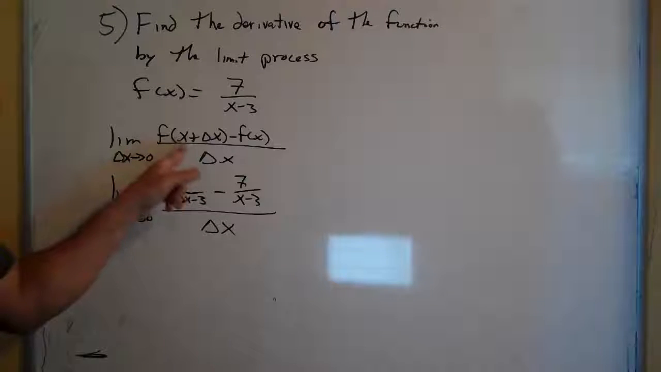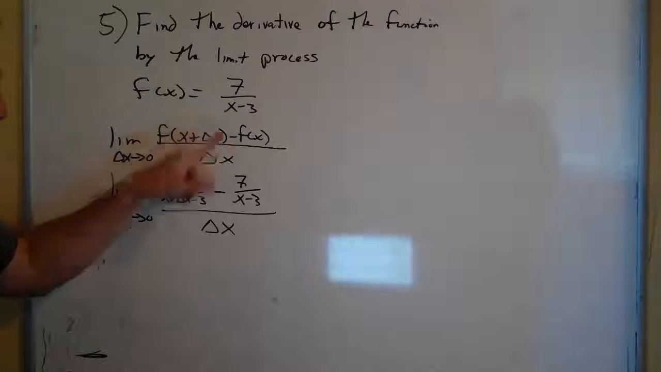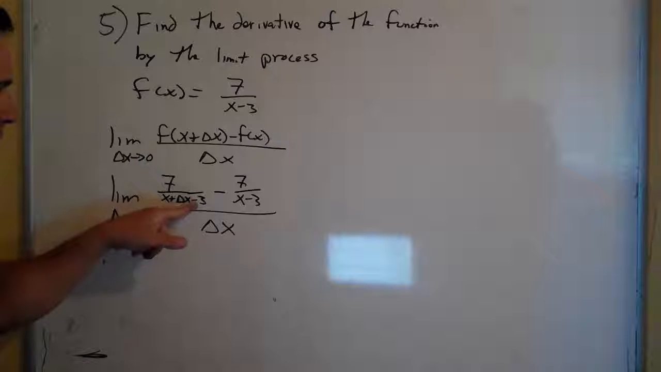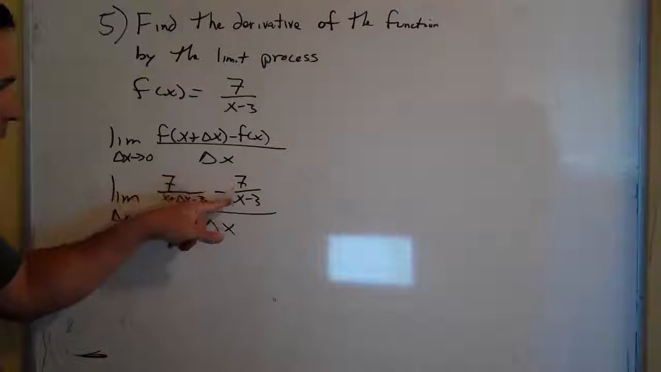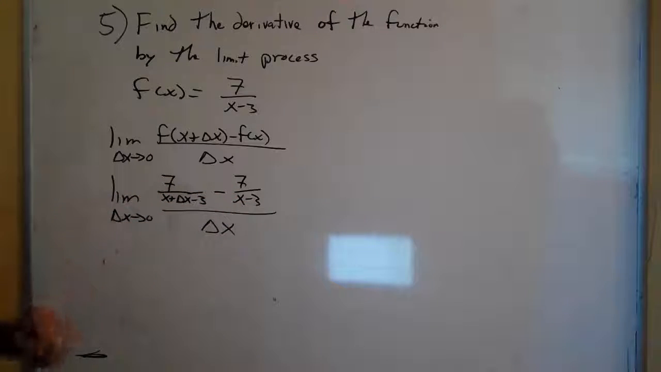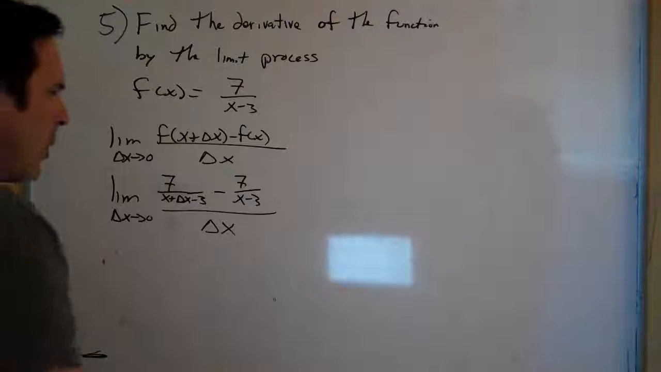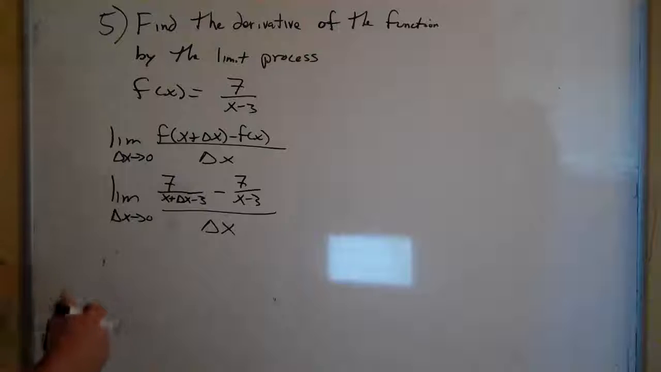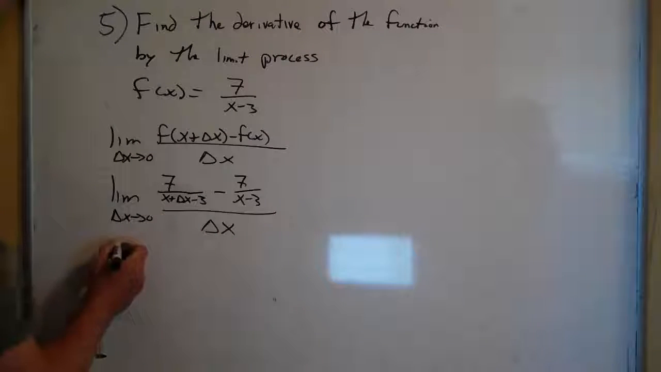And so if we plug in the x plus delta x into here, we get the limit as delta x goes to 0 of 7 over x plus delta x minus 3, minus 7 over x minus 3, all over delta x. So what we want to do is to get this numerator to be a single term. And so the way we do that is common denominators.